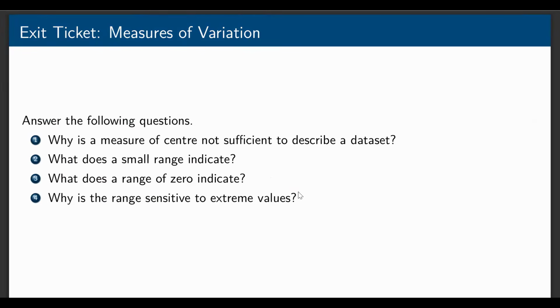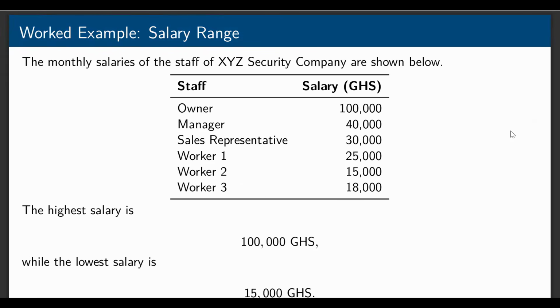Here are some questions to give thought to. And here is an example. There is a data set here of staff of XYZ company, and these are the salaries of the staff, from the owner all the way to worker 3. The highest salary is 100,000.